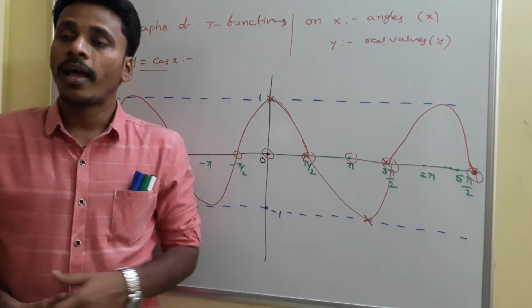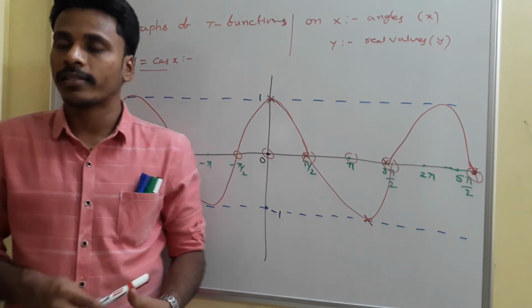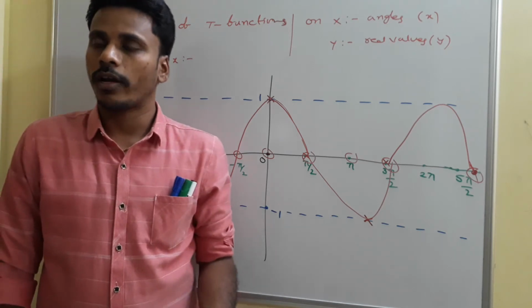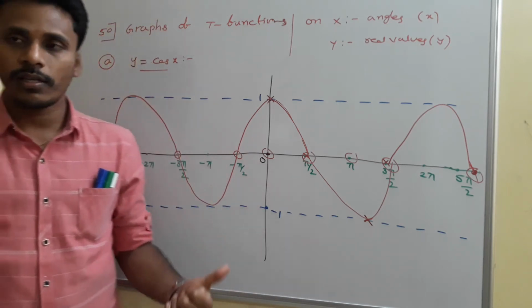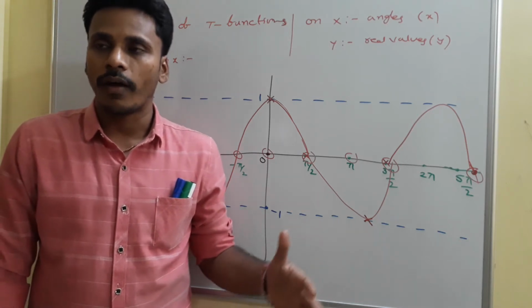Have a look at this, and then we are going to sketch the graphs for tan x, cot x, and cosecant x. Those graphs are somewhat different from these two. After the completion of cos x, just think about tan x. That's what we are going to sketch right now on the board.